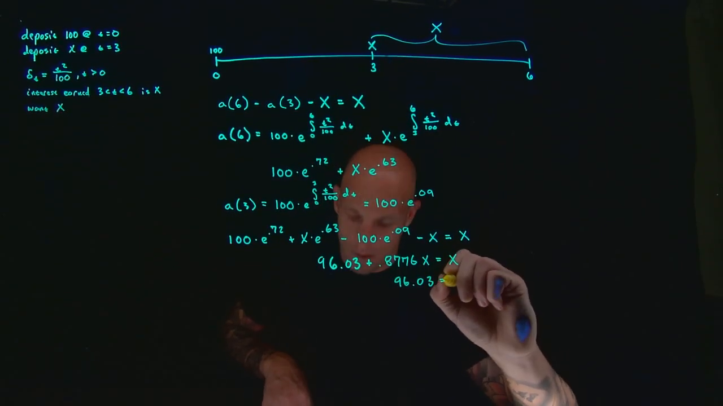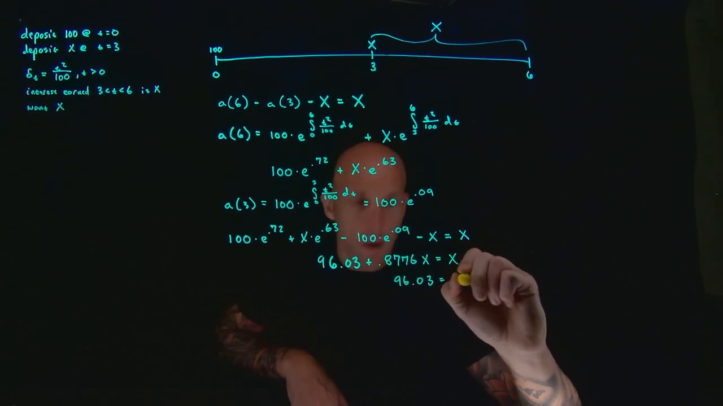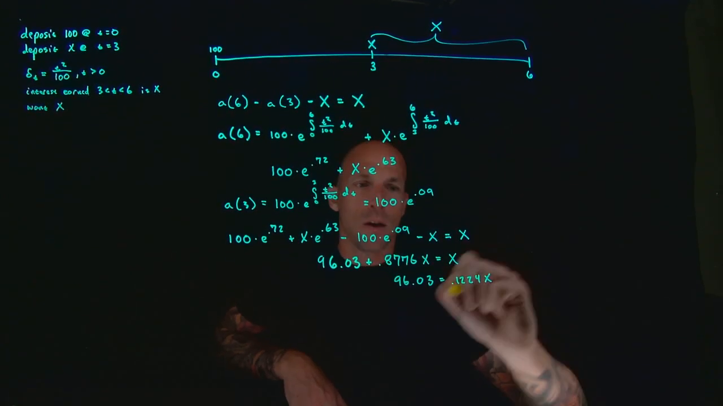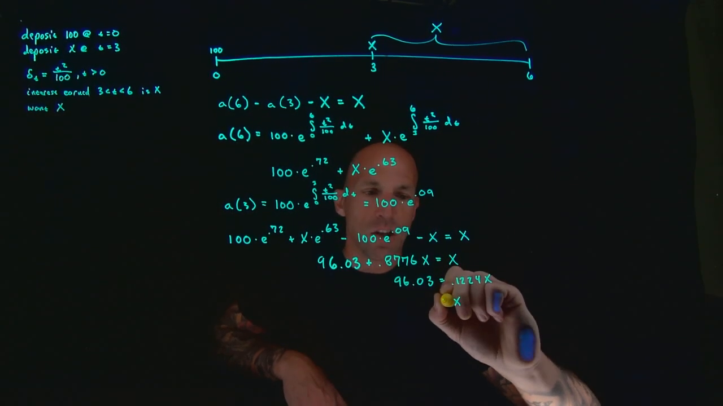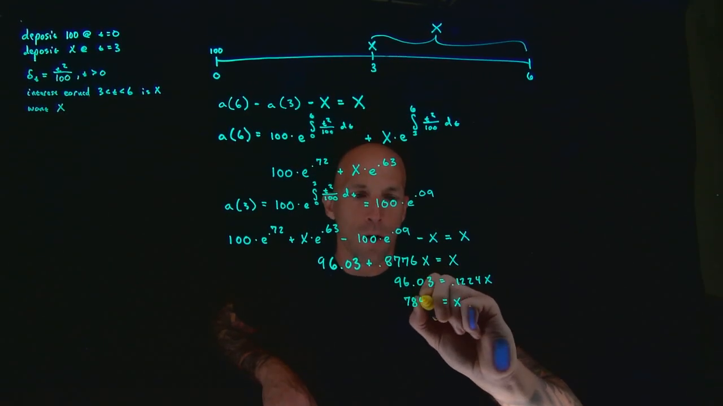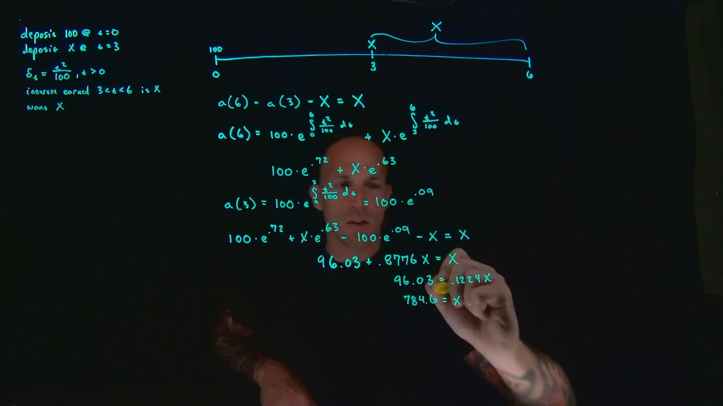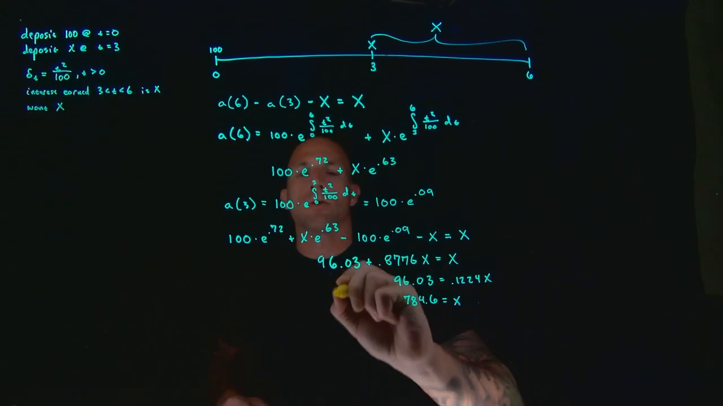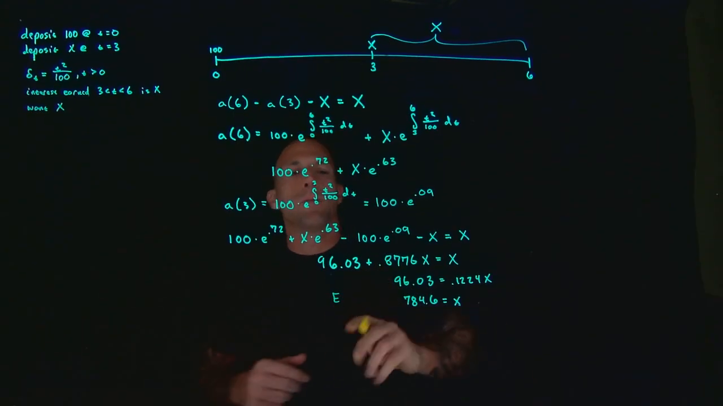Collect our unknowns on the same side of the equation with subtraction. 96.03 is equal to 0.1224x. And finally, division gets us to our final value of 784.6, which would round up to 785. So the final answer here is E.